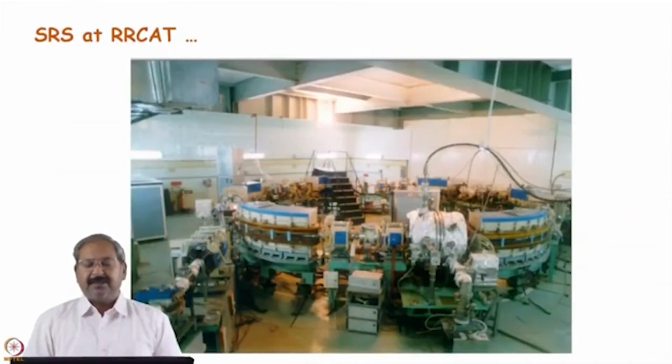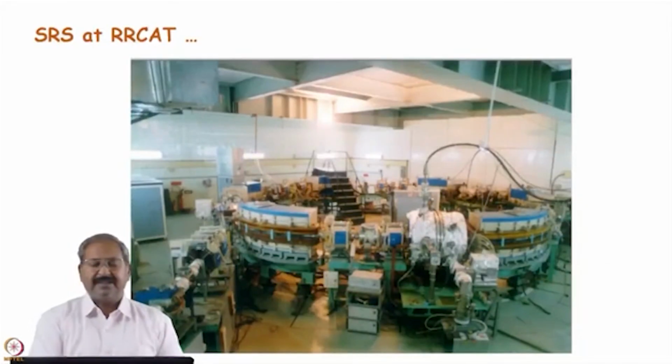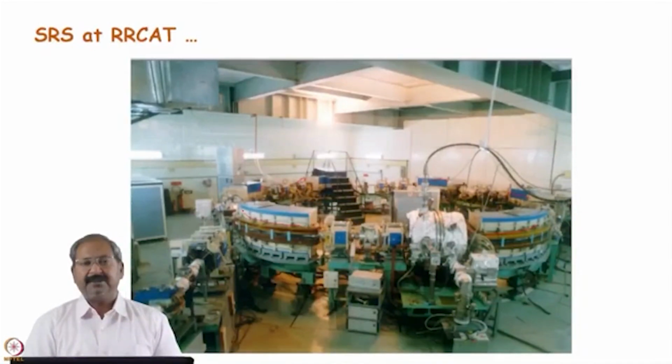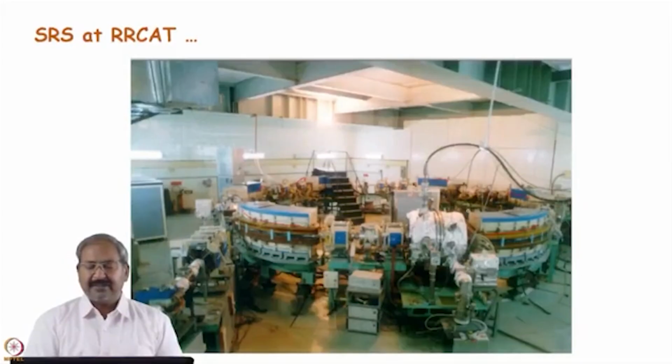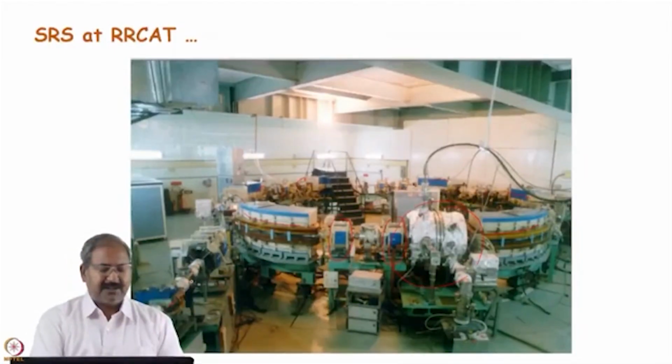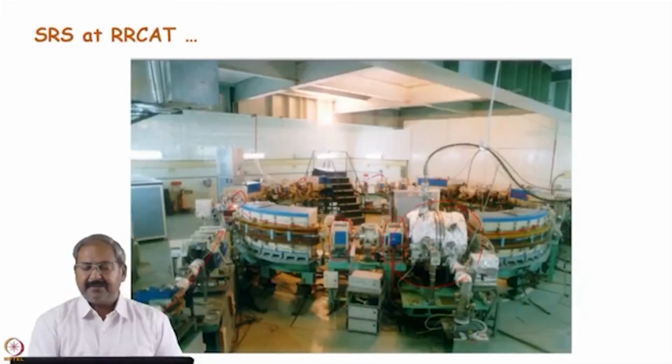This is a picture of the booster synchrotron. You can see that these are the dipole magnets. There are 6 dipole magnets, meaning 6 superperiods are there in this booster synchrotron. This is the RF cavity, and these magnets are quadrupole magnets, and this is the transport line coming from the microtron. Beam is injected here and beam is extracted from here, and it is going towards Indus 1 or Indus 2.